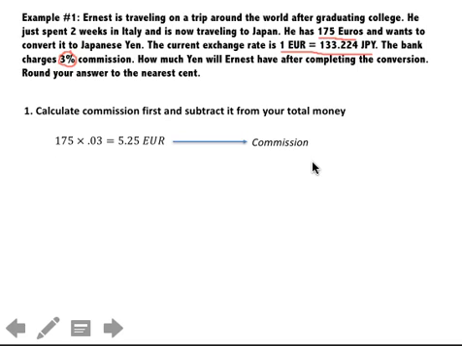Now, once I calculate the commission, I need to subtract it from the total amount of money I have. So I do 175 minus 5.25, leaving us with 169.75 euros remaining. That's my remaining balance. So now that's actually what I'm converting because I had to pay off my commission first. So now I know what I'm converting.